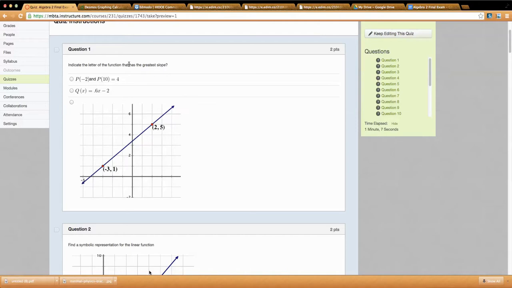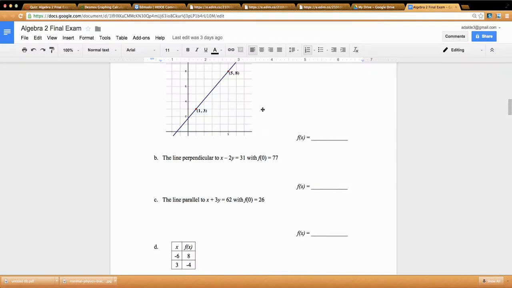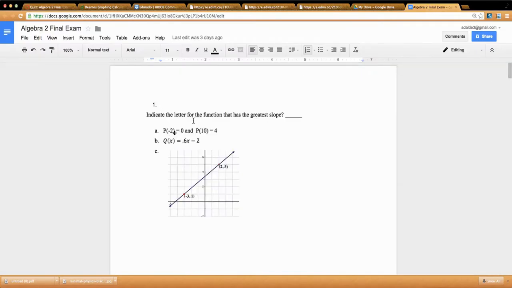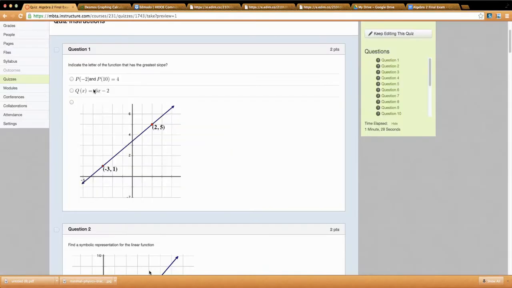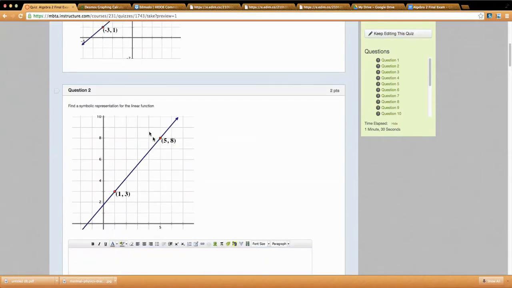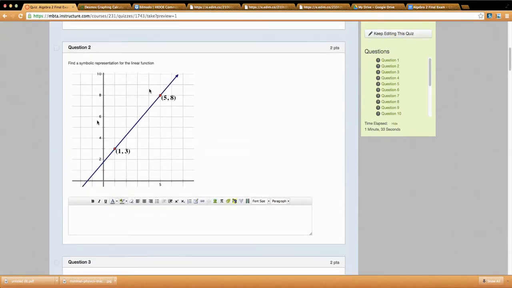I'm asking you for the greatest slope. Oh, hey, I think I made a typo. I'm asking you for the greatest slope, and what you might want to do is take a look at each of these scenarios and figure out what the slope is for that kind of line, and then see which one's the greatest and check that answer. I think that first one is supposed to be p of negative 2 equals 0. I'll go change that.